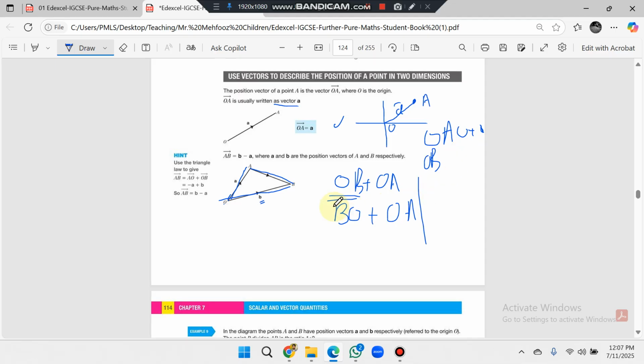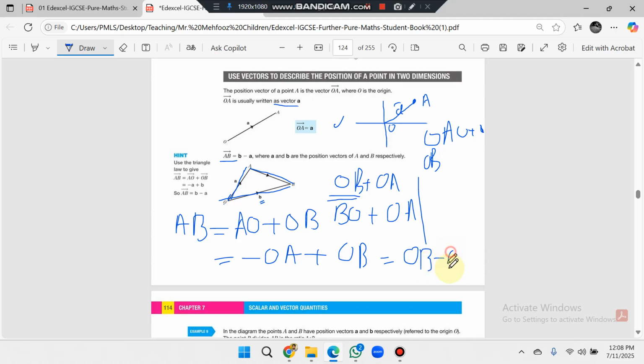So this is the reason, because AB can be written as AO plus OB, and AO is not given, so we can write it as minus OA plus OB. So we can also write it as OB minus OA. So it means that AB vector is equal to OB minus OA. Is it okay?